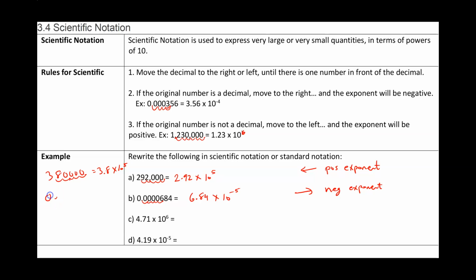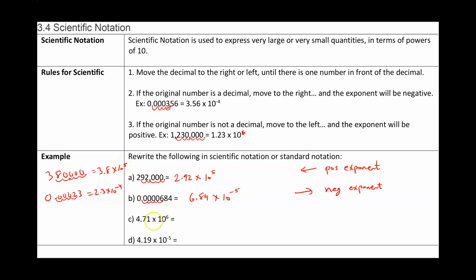But let's say we have 0.0023, then you move the decimal point 1, 2, 3, 4 spaces to the right, and that'll be 2.3 times 10 to the negative 4th. So right is a negative exponent, left is a positive exponent.